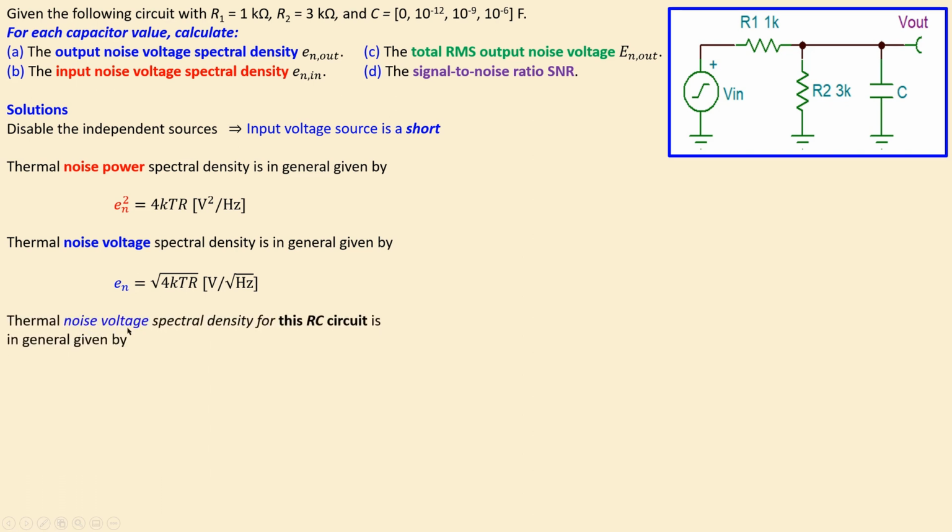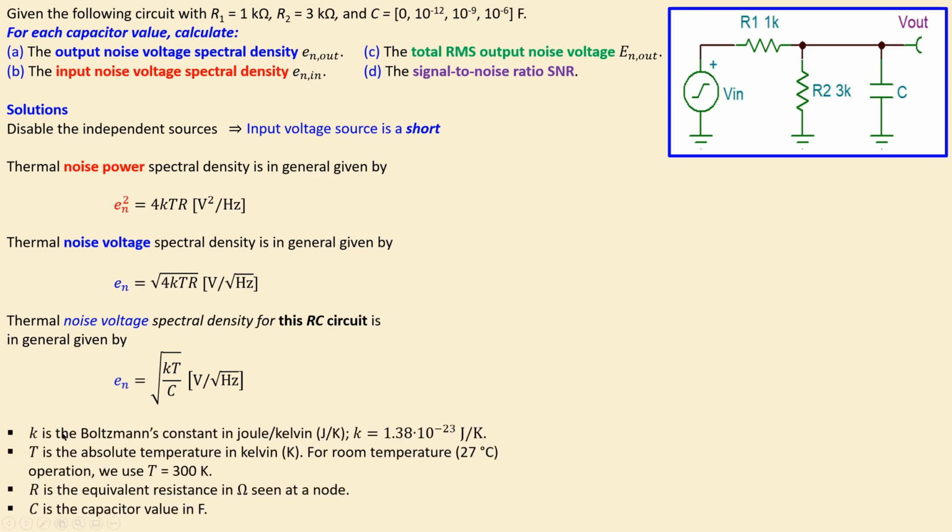Now the thermal noise voltage for this RC circuit specifically is given in general by this expression. We need to be a little bit careful when using this formula. If you only have a pure RC circuit, you can use this formula. If you have a different circuit, then you still need the previous formula if it is a pure resistive circuit. But what is really interesting here is that there is no resistor in this expression, and we will see why this is happening, and we will also prove this using simulations.